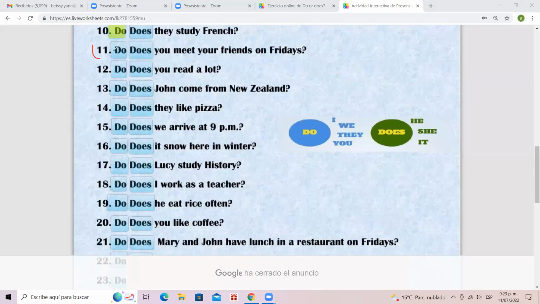From 11 to 21, okay? Yes, can you write the correct answer in each case, please, in order to practice, okay? And then we practice also with pronunciation, okay? So let's do it. Vamos, chicos, completamos, ¿sí?